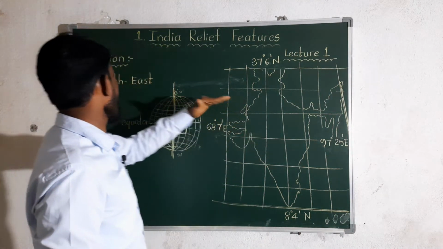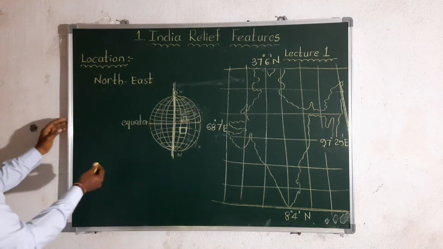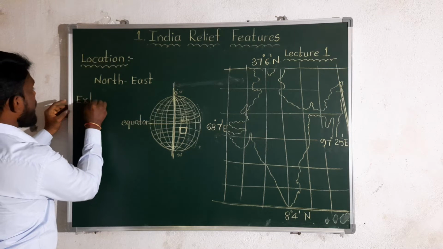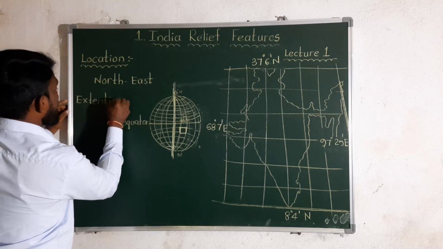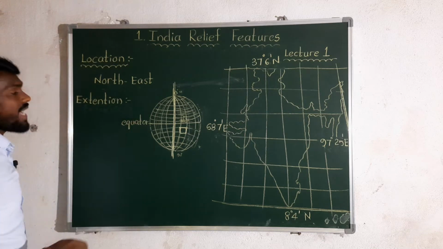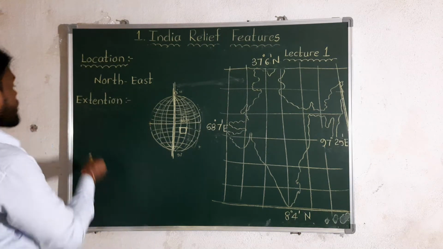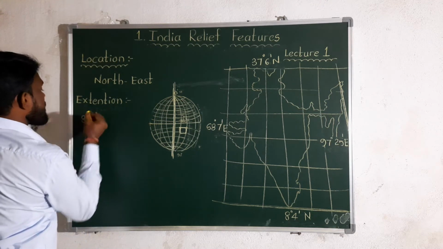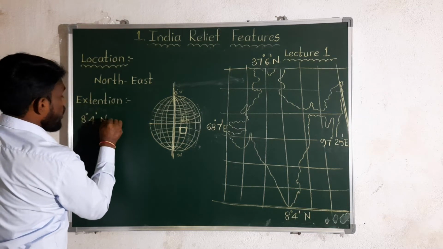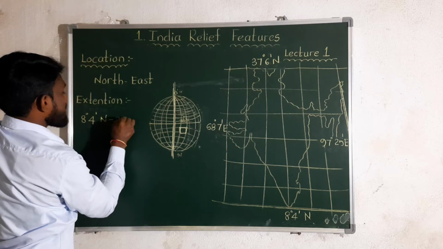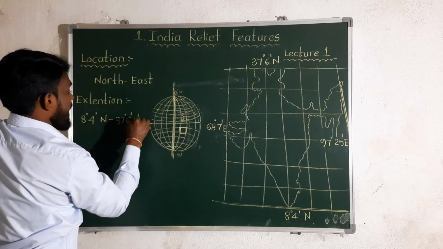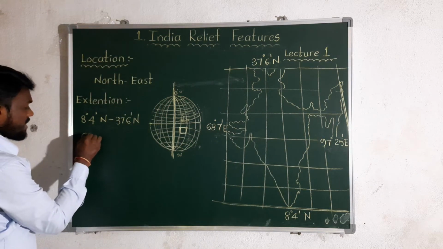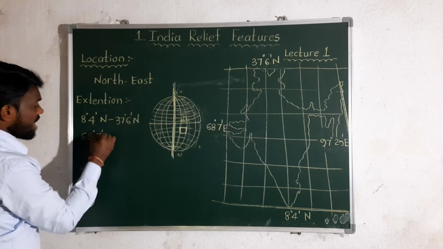So this is the location, and here this is the longitudinal and latitudinal extension of our country. Let me write here once again. First, 8 degrees 4 minutes north to 37 degrees 6 minutes north. And the next one is the longitudinal extension, in between 68 degrees 7 minutes east.